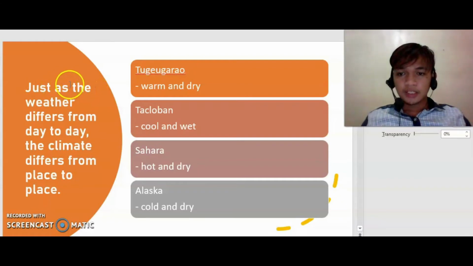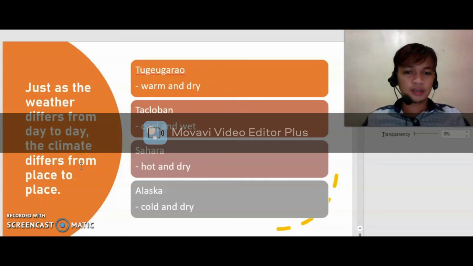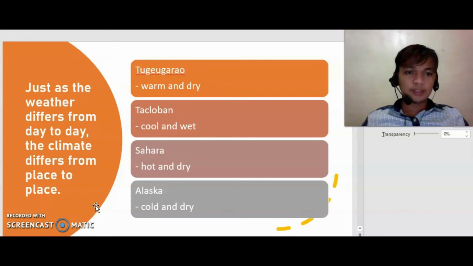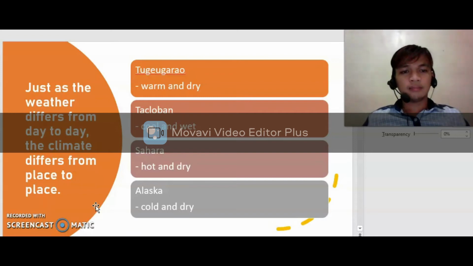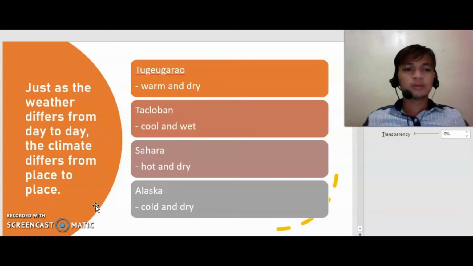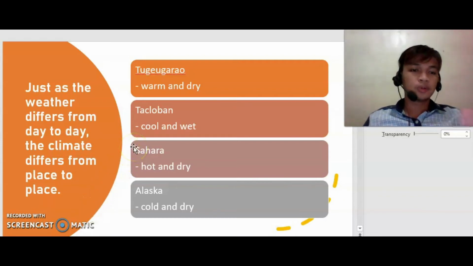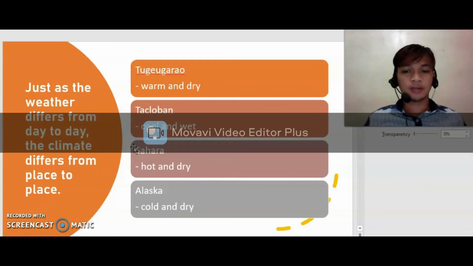Now, going back here, just as the weather differs from day to day, the climate differs from place to place. Okay? So, weather changes from day to day, or pwedeng in a day there are different weather, but in climate, it differs from place to place depending on the area that you are observing, or pwedeng depending on a larger scale yung region sa Earth. Okay? So, yung mga magkakaiba na yung climate sa mga countries na nasa tropic region, sa Tropic of Cancer, Tropic of Capricorn. So, yung mga areas, region of Earth na yan, ay iba na yung kanilang climate.